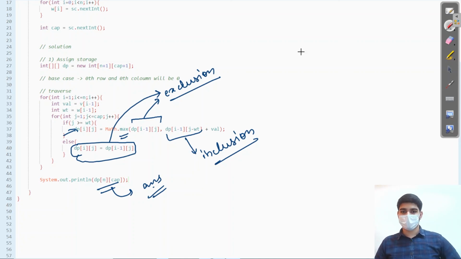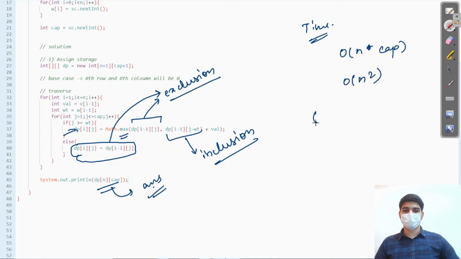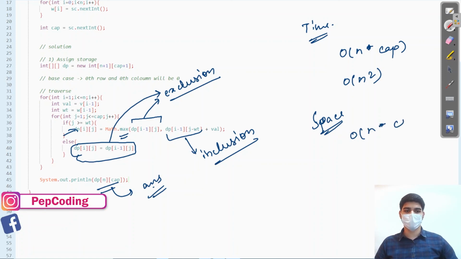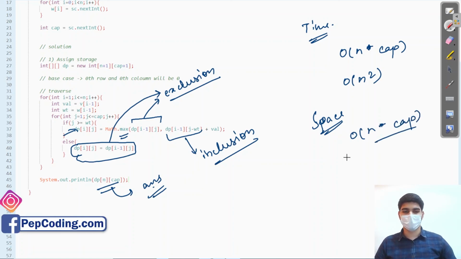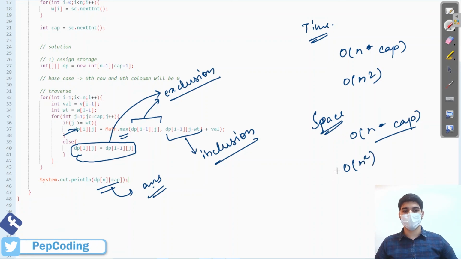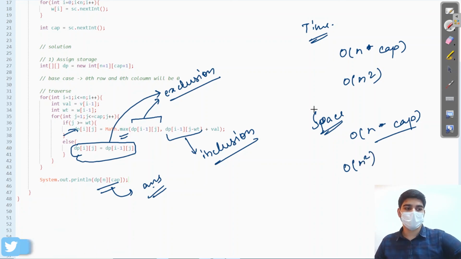Talking about the complexity of this, the time complexity is O of n cross cap, to generalize O(n) square. And what is the space complexity? Space complexity, again, using a 2D integer dp of size n plus 1 by cap plus 1, so it's also n cross cap size, almost O(n) square to generalize. Okay, I hope you understood how we used the inclusion exclusion principle to maximize our solution.